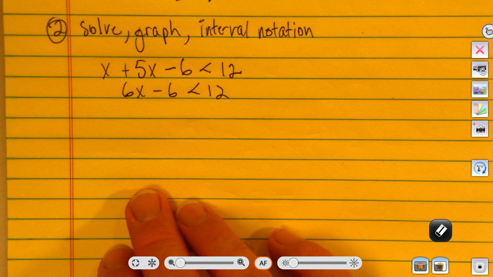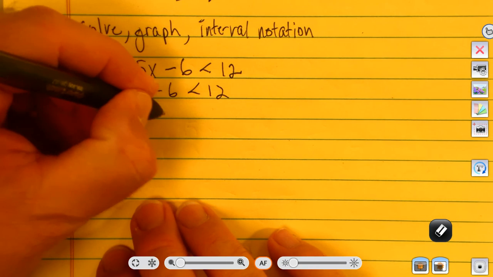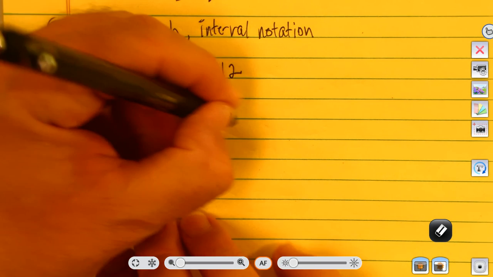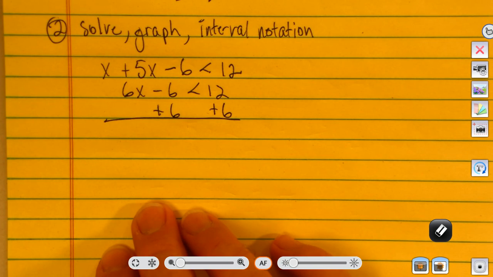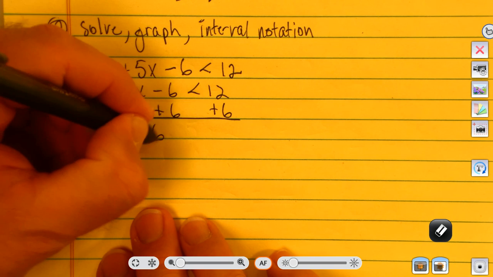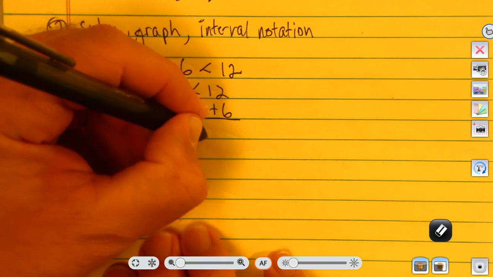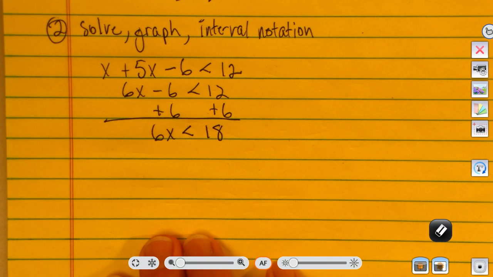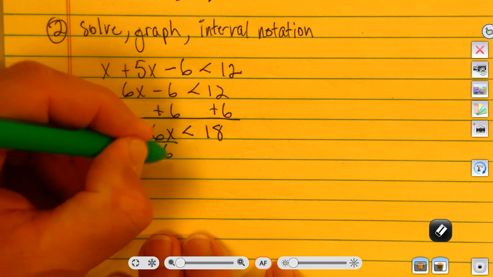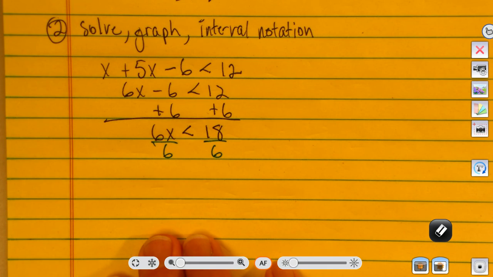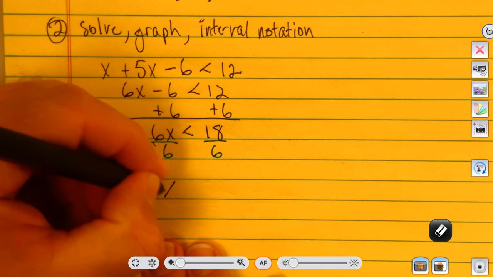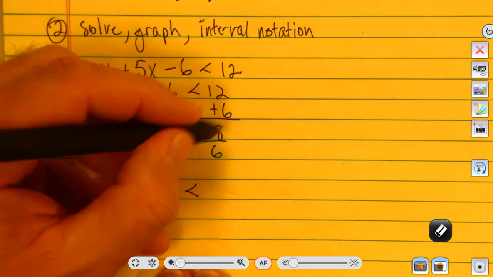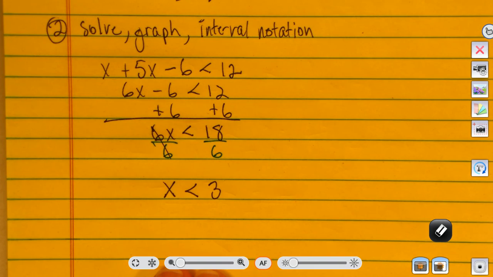Next step. Add 6 to both sides. Perfect. Just like we would in an equation. So now I'm left with 6x is less than 18. At this point, another step: divide by 6. And x is less than 3.